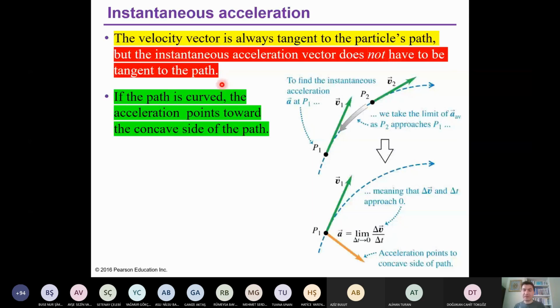As we have done by using vector subtraction, we have calculated delta v, and we have shown the direction of the delta v, and then this is the instantaneous acceleration vector, okay? If the path is curved like this, or like this, acceleration points toward the concave side of the path. Do you have any question here?